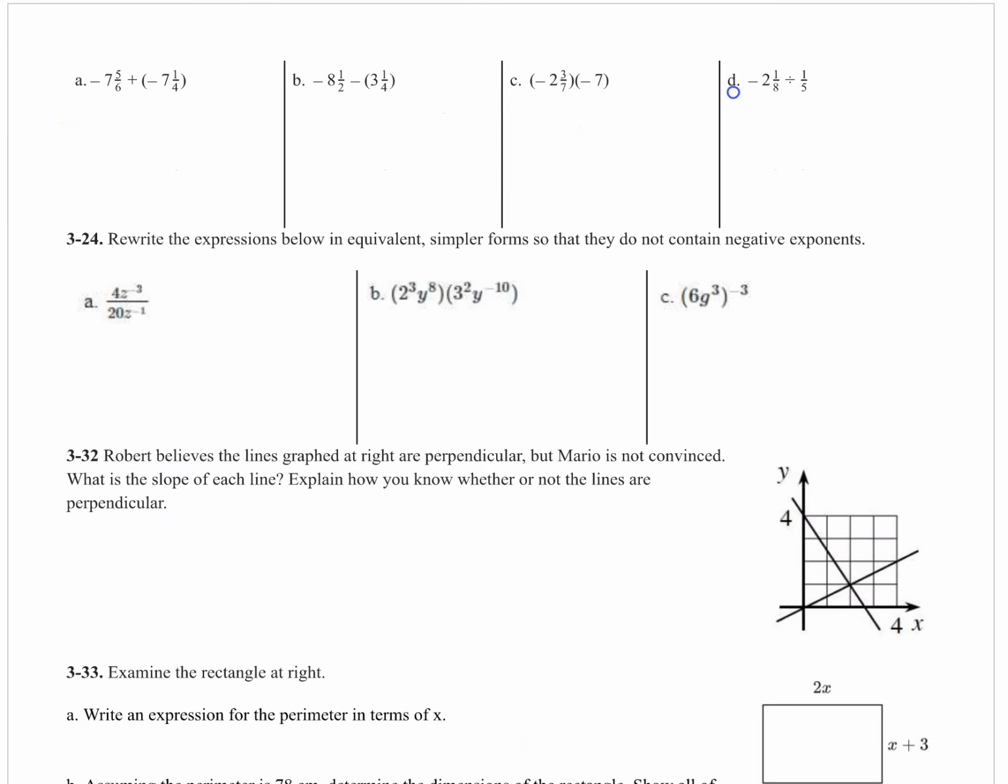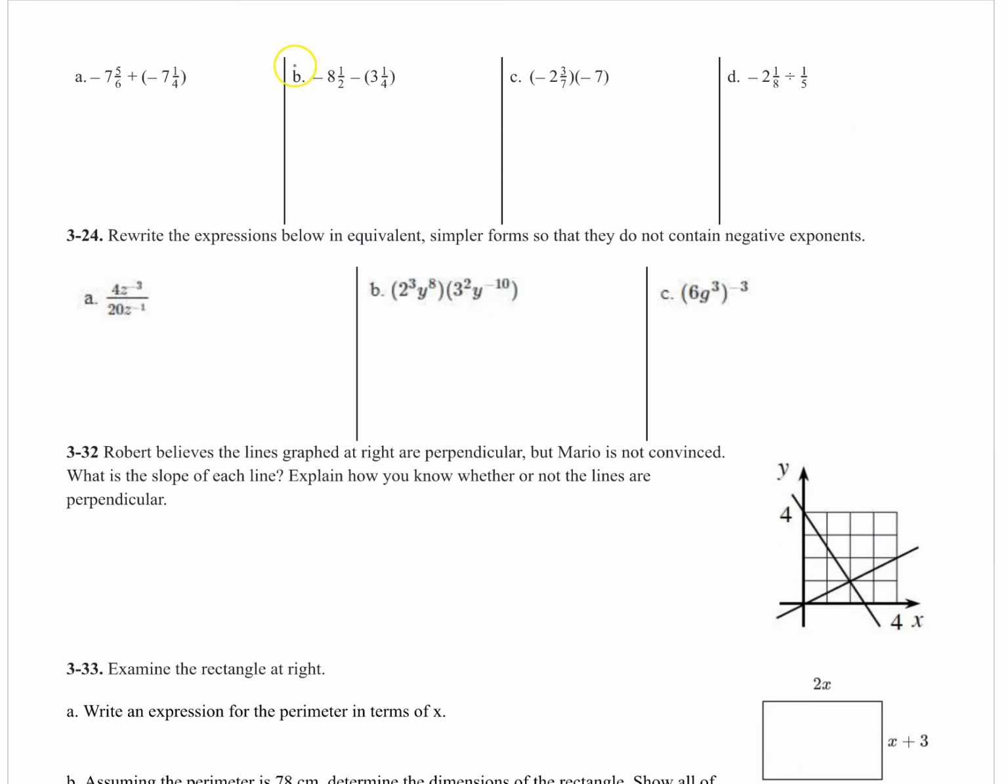All right, more fun with fractions. Let's do the subtraction this time. I prefer the improper fractions, but you can definitely just add them as mixed fractions. So 8 times 2 is 16, and then you add the top, that's 17 over 2, and the number is negative, so let's keep it negative. Okay, and then 3 times 4 is 12. Add the 1, that's 13 over 4.